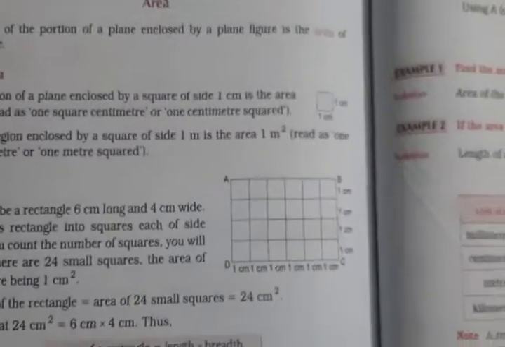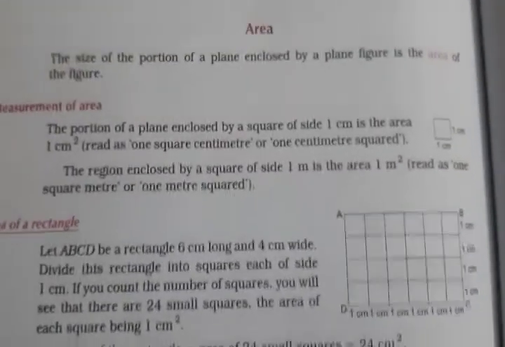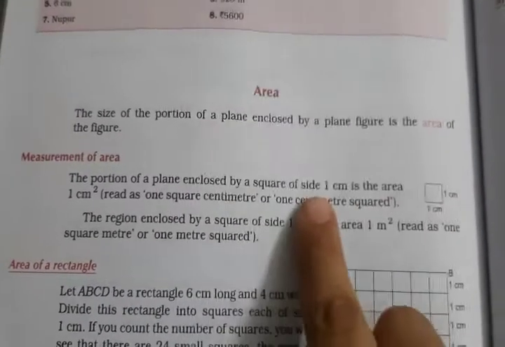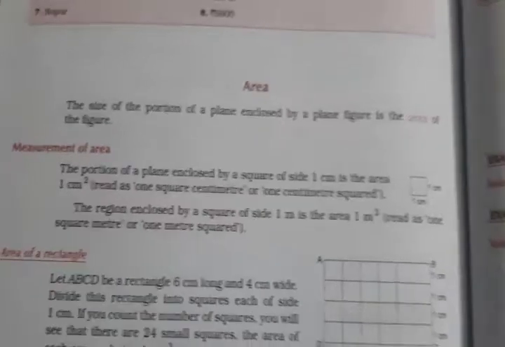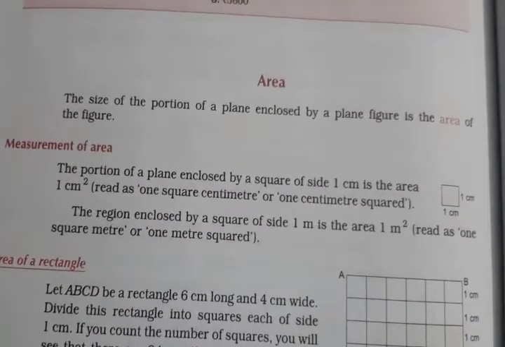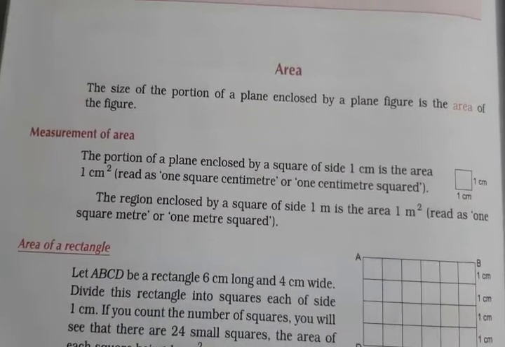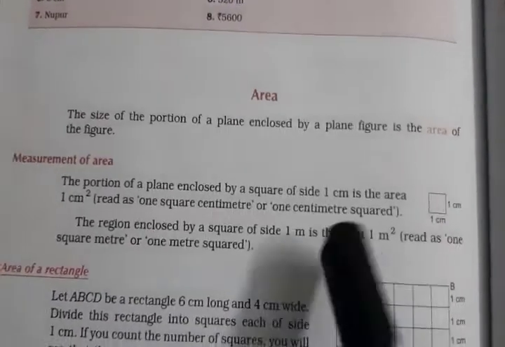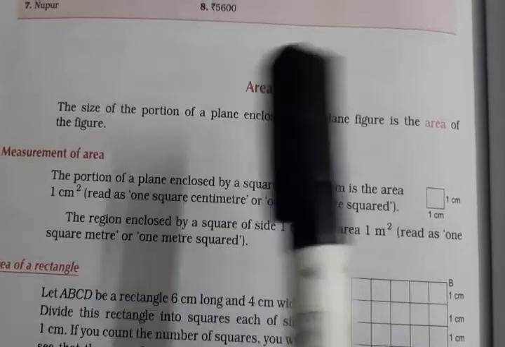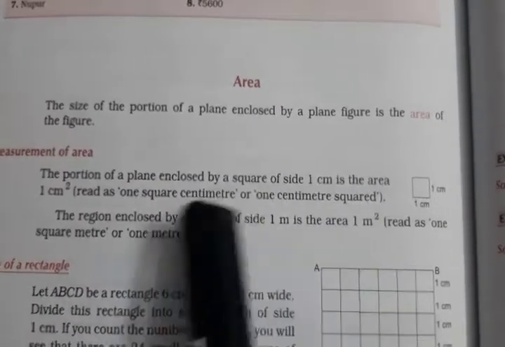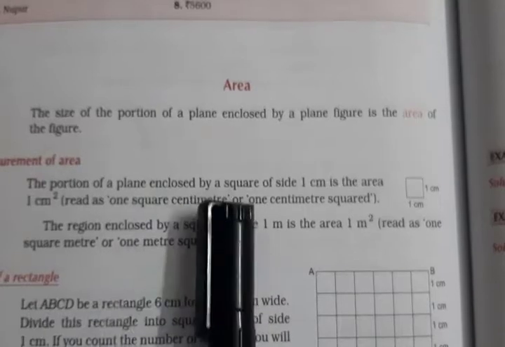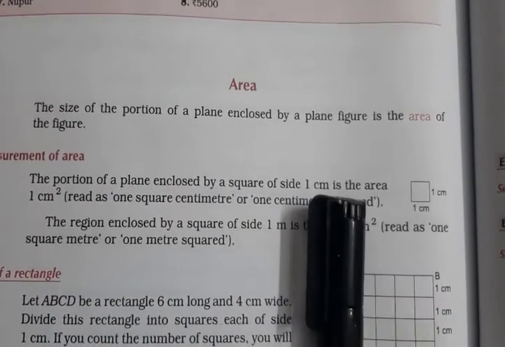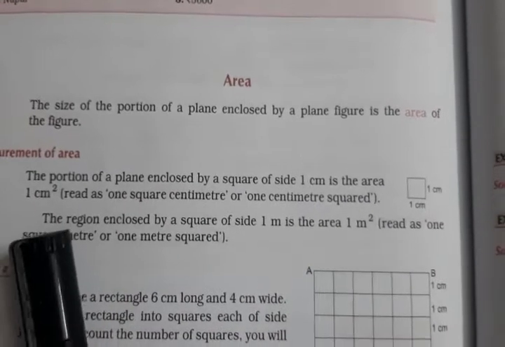Now, measurement of area, the portion of a plane enclosed figure of the square. If we have a occupied space with a side of 1 centimeter, then its area is equal to 1 into 1, that means 1 centimeter square. ठीक है. Again I repeat, the portion of the plane enclosed by a square of side 1 centimeter, then its area is 1 centimeter square.